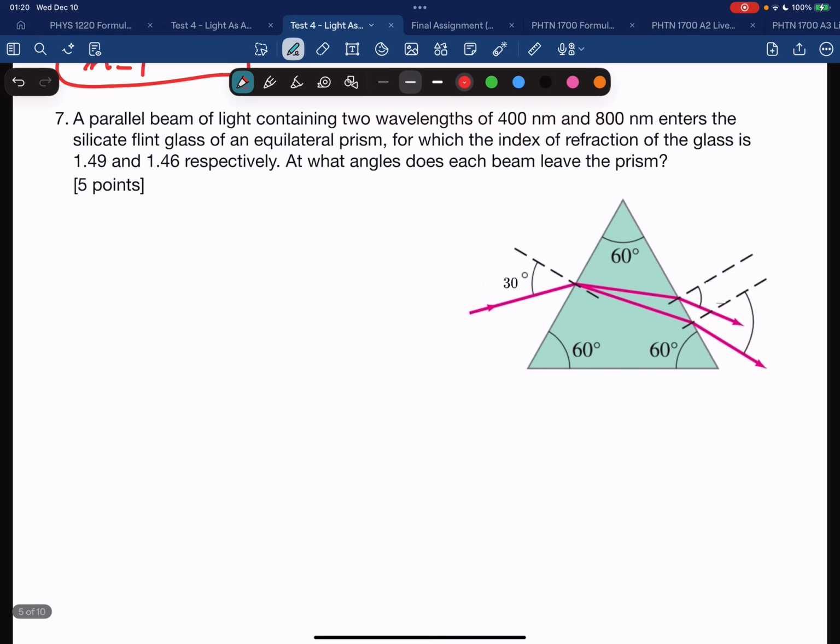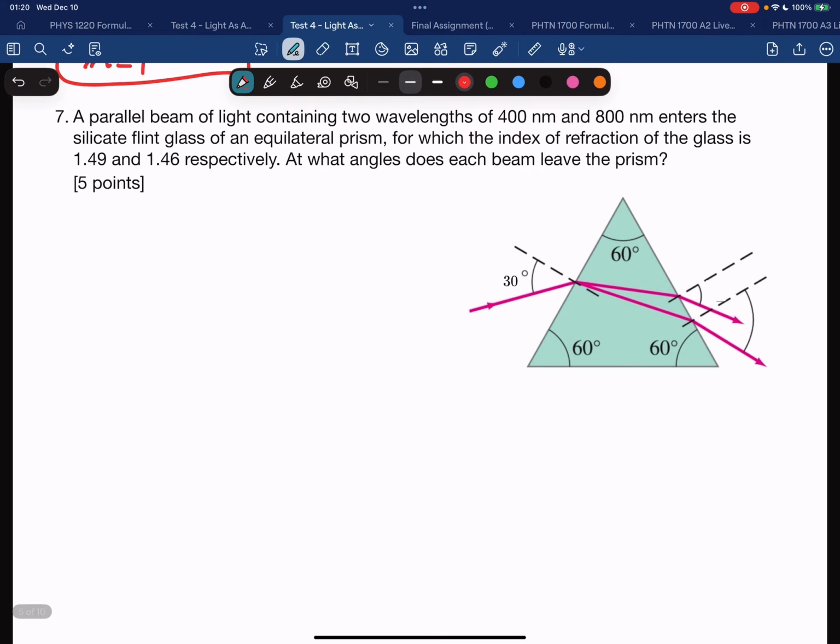Question 7. A parallel light beam containing two wavelengths of 400 nanometer and 800 nanometer light enters the silicate flint glass of an equilateral prism, for which the index of refraction of the glass is 1.49 and 1.46 respectively. So we'll go ahead and color code this for now. At what angle does each beam leave the prism? So we are given here a 30-degree angle of incidence.